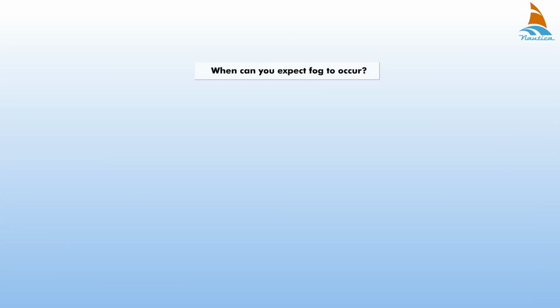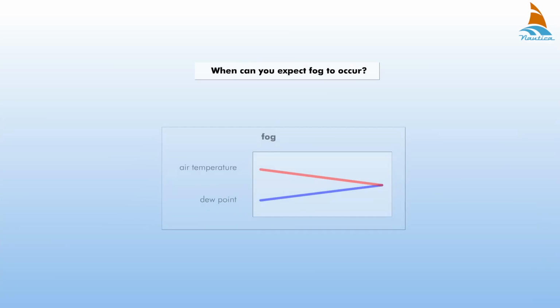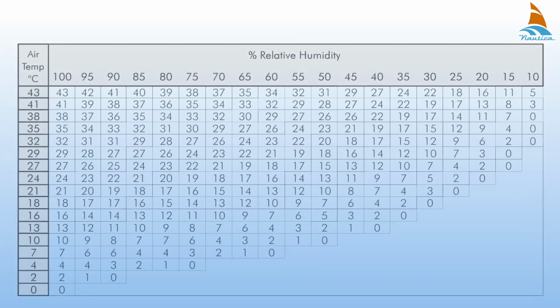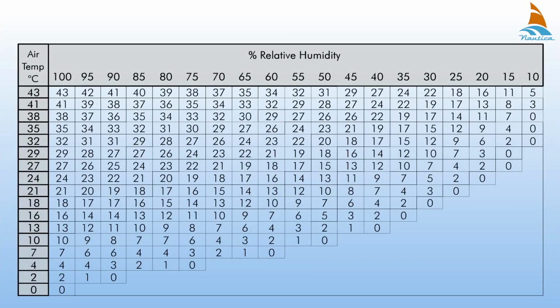When can you expect fog to occur? A simple rule is, when the difference between the air temperature and the dew point is small and decreases, or the difference becomes even zero, you should watch out for fog. Let's have a closer look at how you can calculate the dew point. In nautical publications, you can find tables for calculating the dew point. Here's an example of such a table.